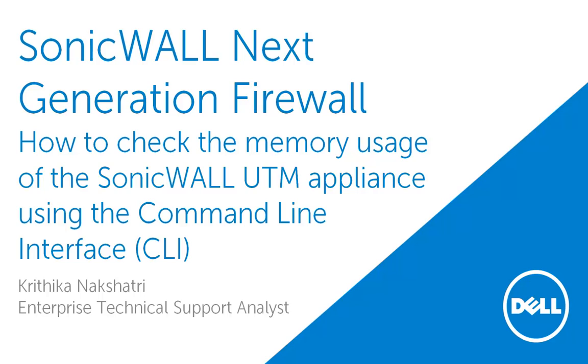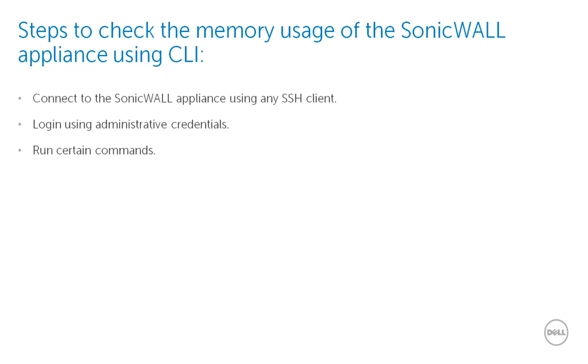In this video, we demonstrate how to check the memory usage of the SonicWALL UTM appliance using the command line interface. SonicWALL UTM appliances provide support for command line interface commands to monitor and manage the device. Memory usage can be seen in real-time monitor from the GUI only when the device is running in diagnostic mode or a debug firmware build. In normal firmware version, we can check the memory only from the command line interface.